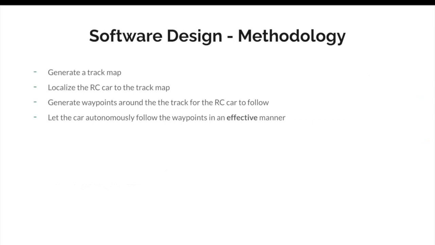For how we accomplish our goal of autonomous driving, there are a few steps we need to incorporate. Firstly, we need to generate a track map, and then we'll localize the car to this track map. And then to traverse the track autonomously, we're going to generate waypoints along the track, and then we'll have the RC car follow these waypoints. And the key is we need to follow these waypoints in an effective manner.